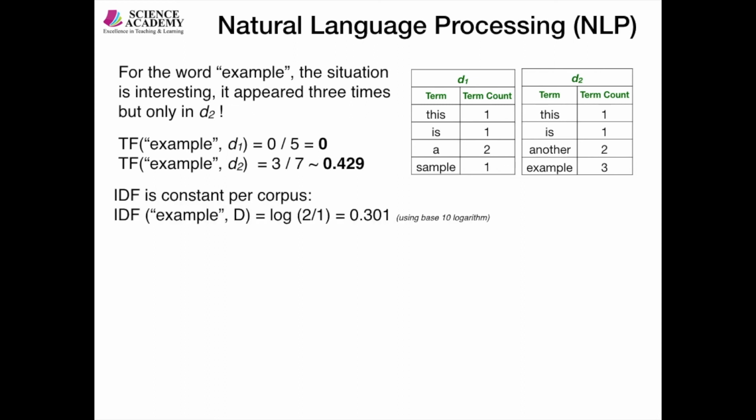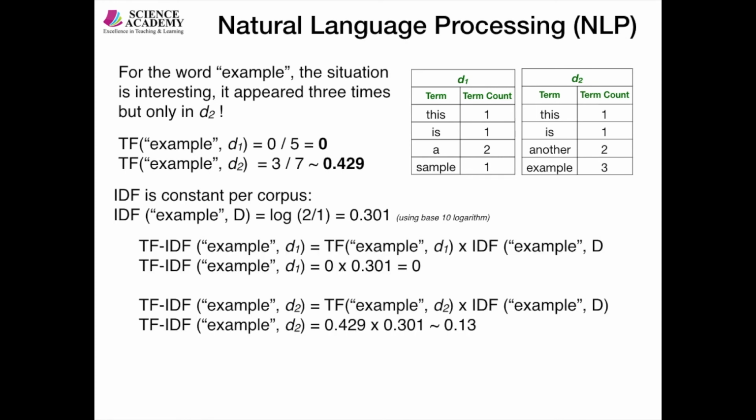Let's compute IDF for the term example, which is constant per corpus. The IDF for the term example is equal to log of 2 divided by 1, which is equal to 0.301. Note we are using base 10 logarithm here.